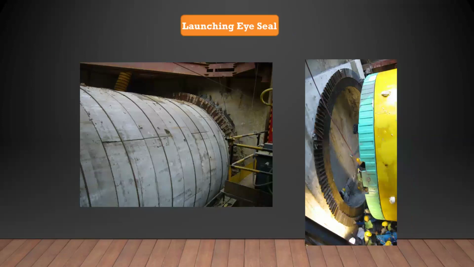Launching eye seal. It is also called bulb flex. Bulb flex are fixed on the D wall, because when we install the first permanent ring, after that grout will be injected. So to prevent the excess grout, we are using the bulb flex.